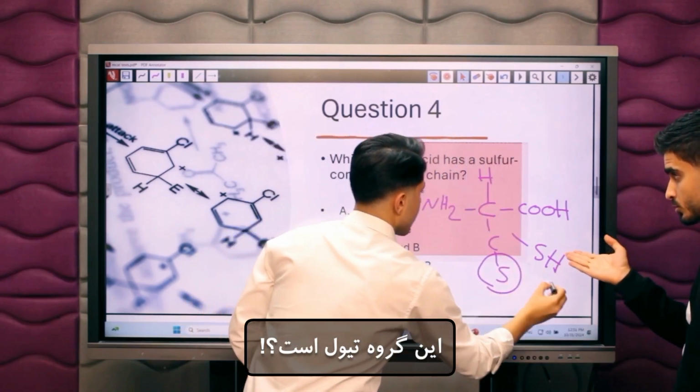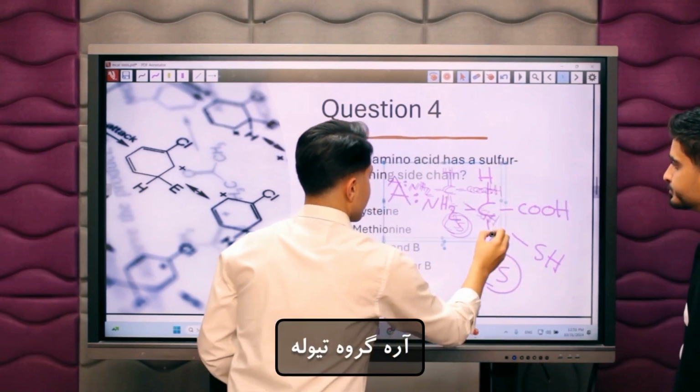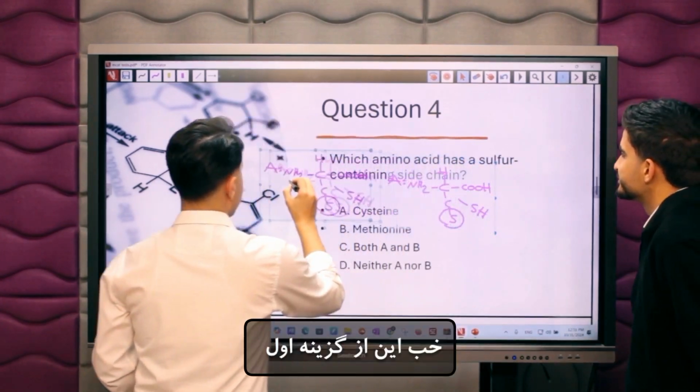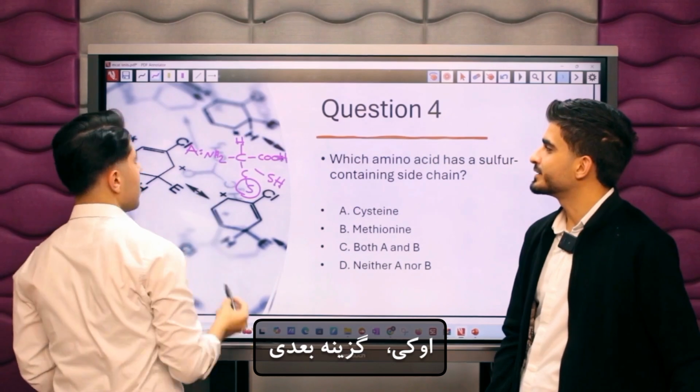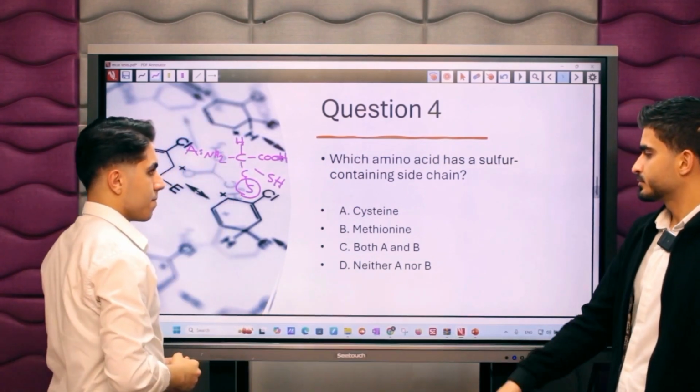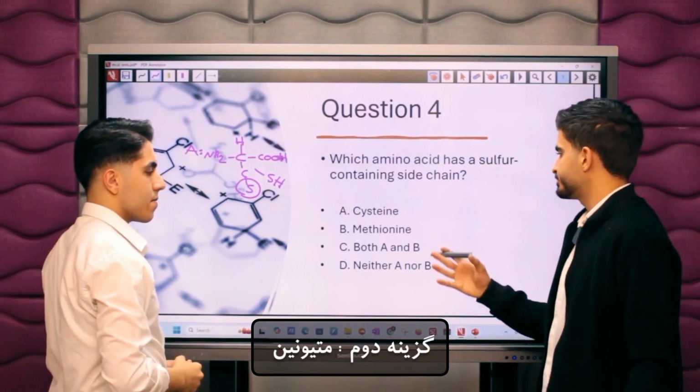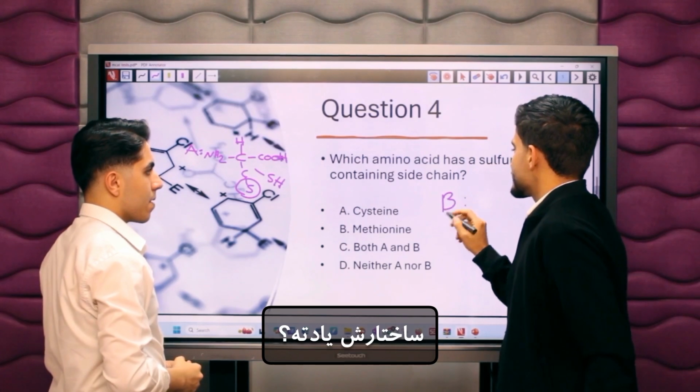which is highly reactive and can form a disulfide bond. Is it thiol group? Yeah, it is. This is option A. Okay. Next option. Option B, methionine. Do you remember the structure?